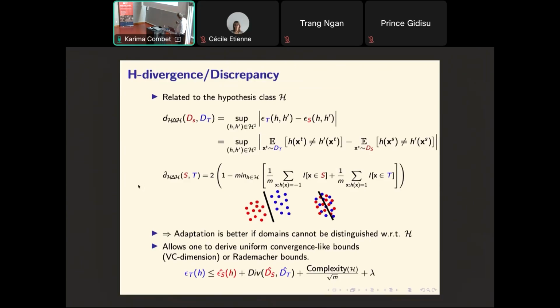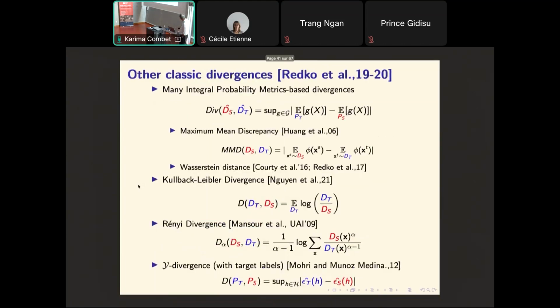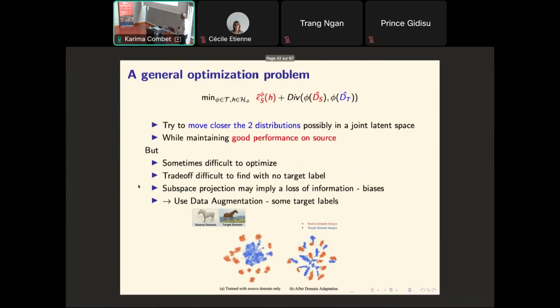And so the idea will be to make use of this divergence, and if we use it, we can have a bound like this: the target error is bounded by the empirical error on the source, plus the empirical measure of the divergence that you measure on the datasets, plus some complexity terms that are classic in machine learning. This is true for many divergences, and you can choose the one that you like for any reason, and you can adapt these results to other divergences. I skip this.